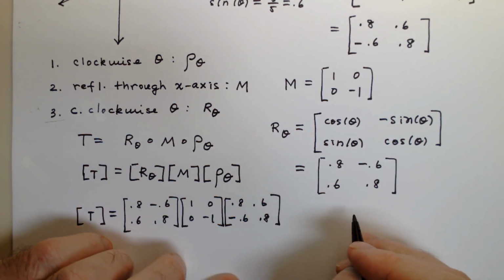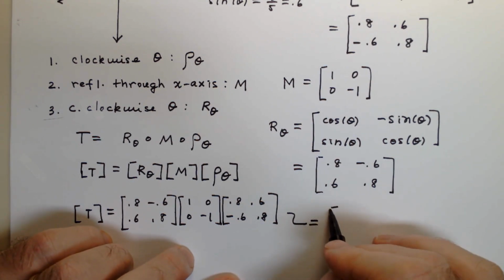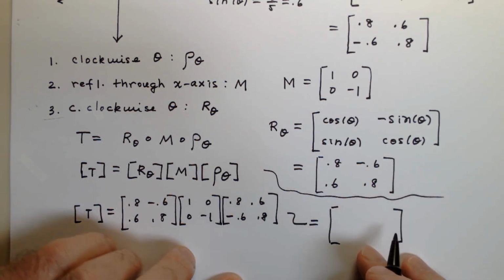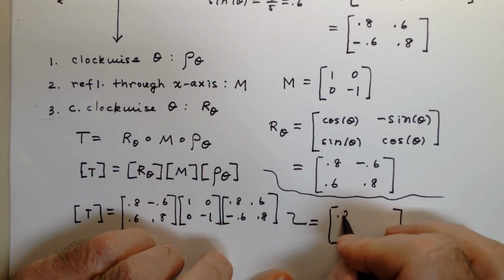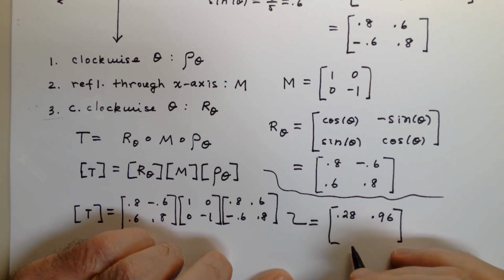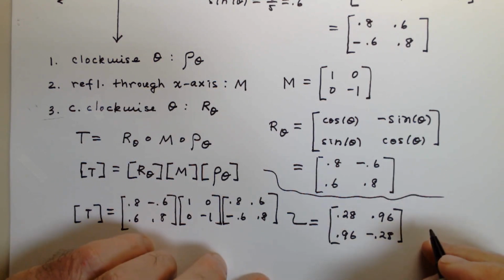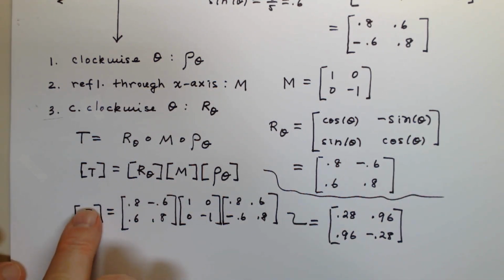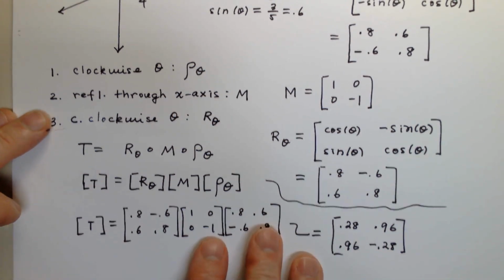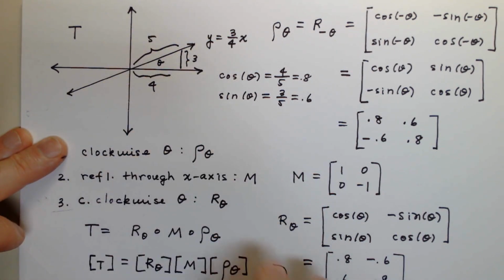And you can multiply all these matrices together. And our result is going to be the 2x2 matrix with entries 0.28, 0.96, 0.96, and negative 0.28. That's the result of doing the matrix multiplication. So this matrix will have the desired effect. This matrix will affect the reflection of a vector in the plane through this line y equals 3/4 x.